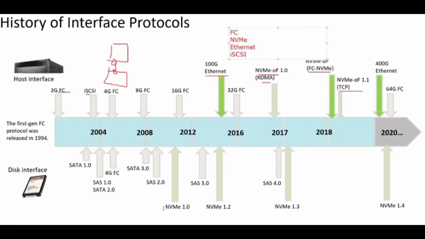For disk interface connection, you have SATA, you have SAS, you have NVMe. Okay? Generally, these are the ones you see in the market. So you have to remember these. This is for disks, and this is for hosts, right? Disk interface connections are basically the disk connections inside the server, right?